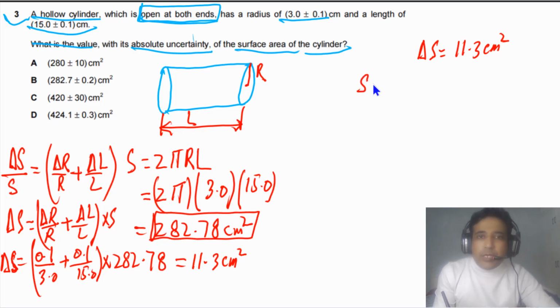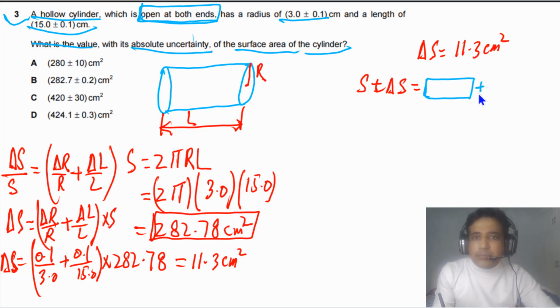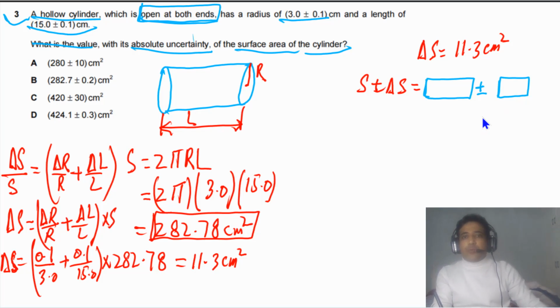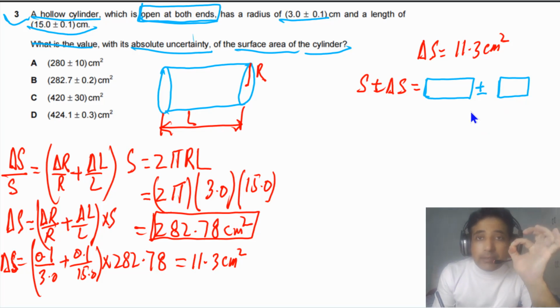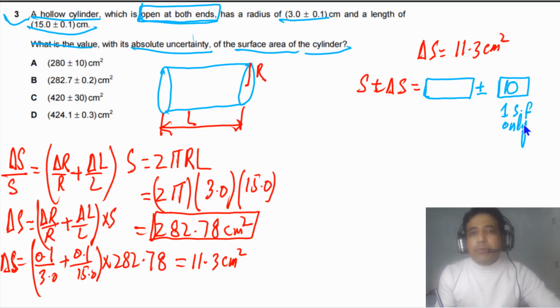Now we need to write S plus minus delta S in this form, the surface area with its absolute uncertainty. Now this part is a little bit tricky. Here we will have the value of S plus minus the absolute uncertainty. Absolute uncertainty, you have to write up to 1 SF only at AS level. So up to 1 SF, how can we write this? Up to 1 SF, we can write this as 10. One thing you need to understand, it should have 1 SF only. You have to follow this rule at AS level, 1 SF.